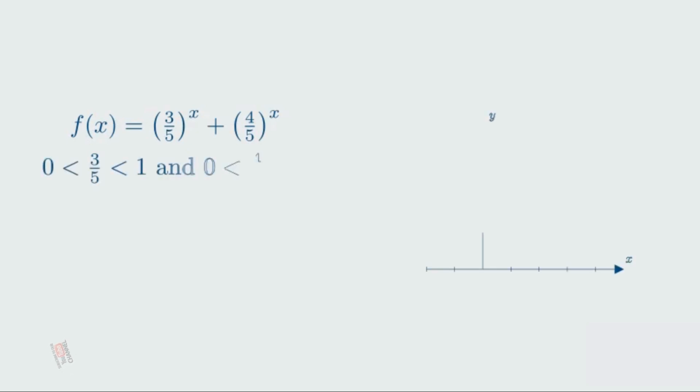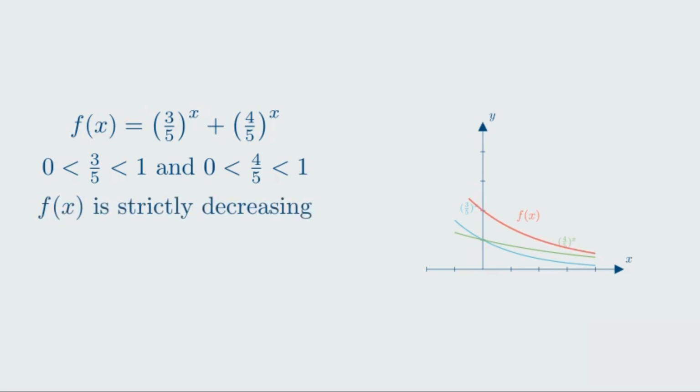Notice that the bases, 3/5 and 4/5, are both positive constants less than 1. When we have a base between 0 and 1 raised to the power of x, the resulting exponential function is strictly decreasing. Since f of x is the sum of two strictly decreasing functions, f of x itself must be a strictly decreasing function over all real numbers.